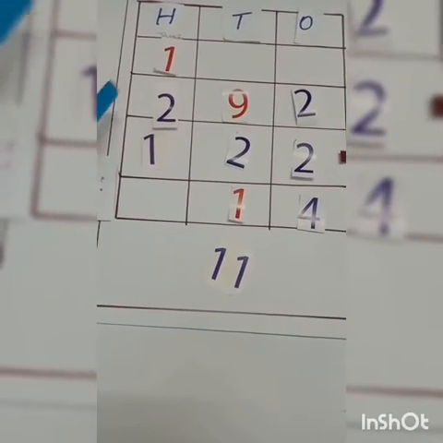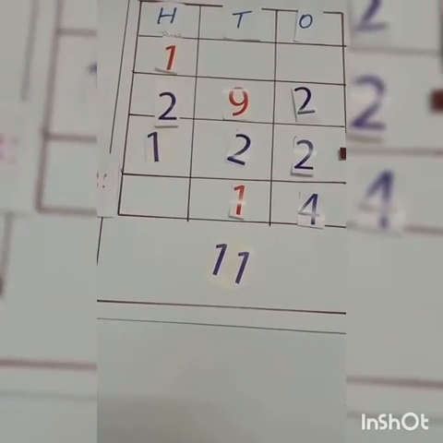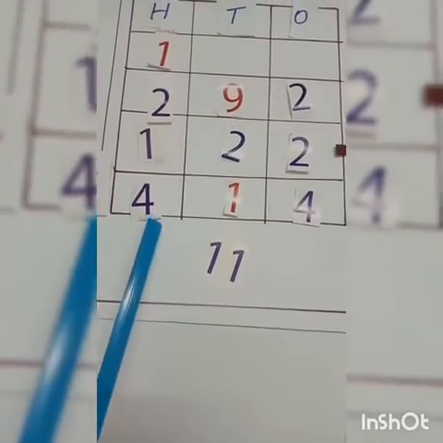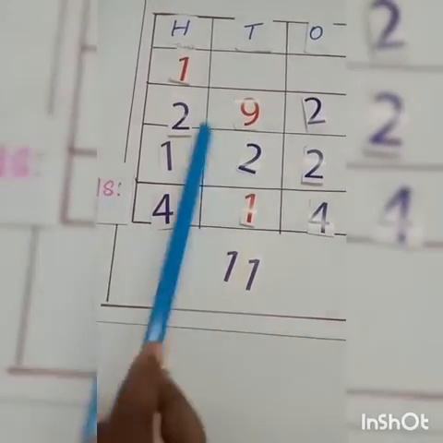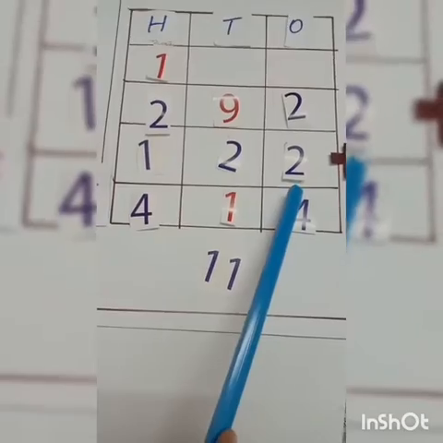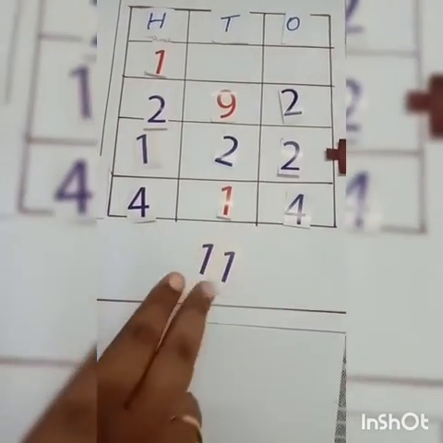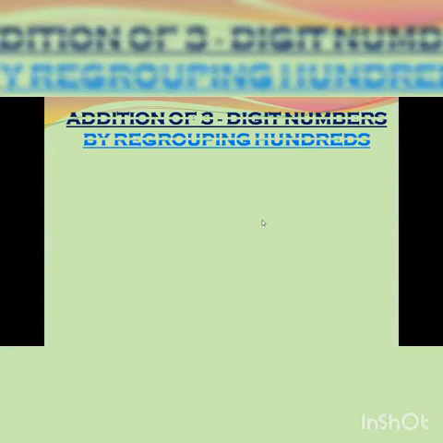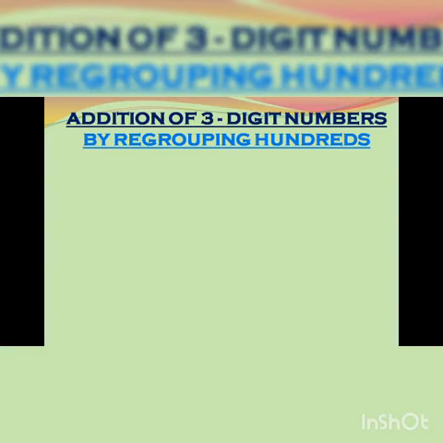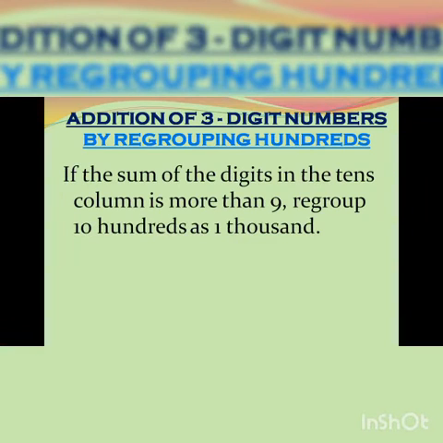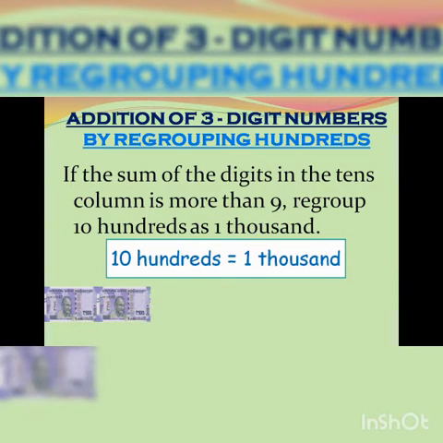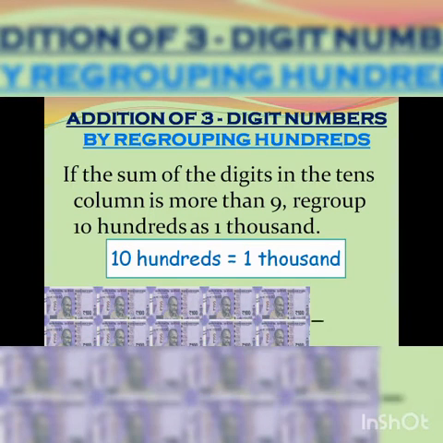Step 4. Finally, add the digits in hundreds column, that is 1 plus 2 plus 1 is equal to 4. So, we get the answer as 414. 292 plus 122 is equal to 414. Now, let us add 3-digit numbers by regrouping hundreds. If the sum of the digit in the hundreds column is more than 9, regroup 10 hundreds as 1000. Here it has been represented using rupees. If we add ten 100 rupees, you will get 1000 rupees.